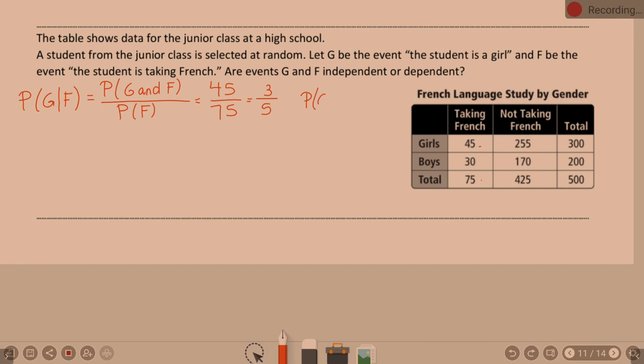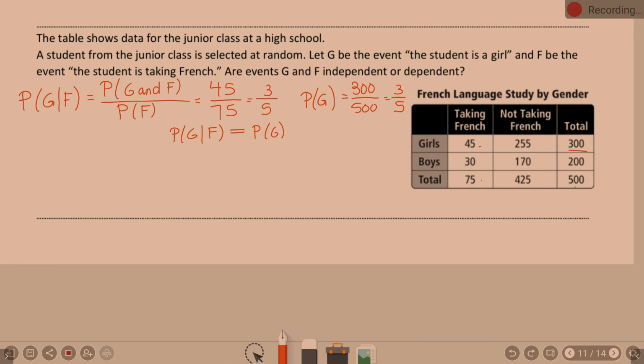So we're comparing the conditional probability to just the regular probability. What is the probability the student is a girl? Now, just a girl. How many girls are there? 300. Out of? 500. What do we know about 300 out of 500? 3 out of 5. What do we know right now? Probability the student is a girl, given they are taking French, equals probability the student is a girl.